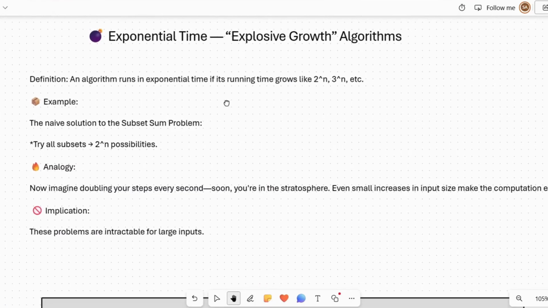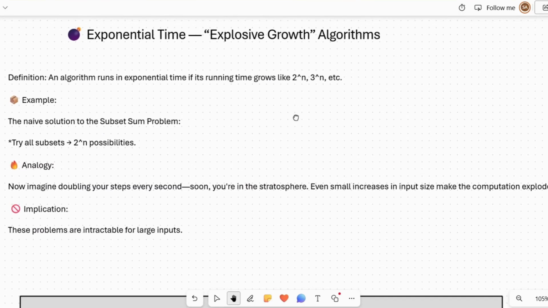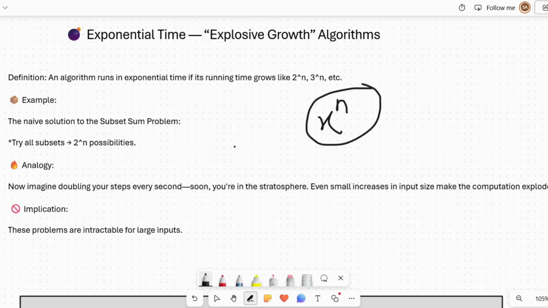Let's talk about exponential. Explosive growth algorithm. Definition: an algorithm runs in exponential time if its running time grows like 2 to the power n. So it can be x to the power n. We call this an exponential function. Example: the naive solution to the subset sum problem. Try all subsets, 2 to the power n possibilities.